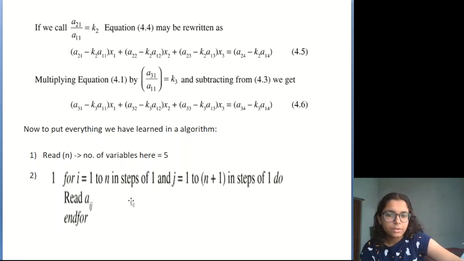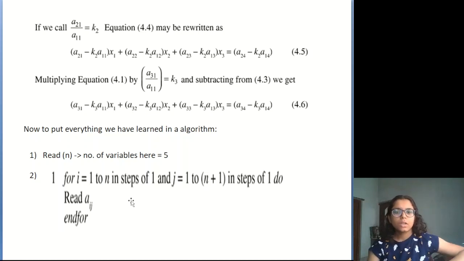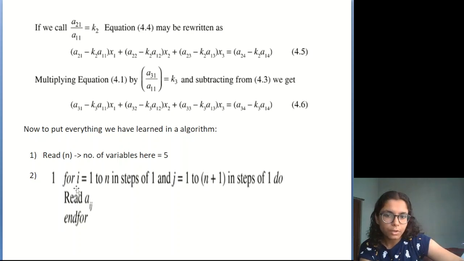On to the next step, the first step of the algorithm is to create a for loop of i equals 1 to 5. The for loop will go on, and then an inner loop of j from 1 to n plus 1 in steps of 1, and during this loop we would read the values of our matrix.